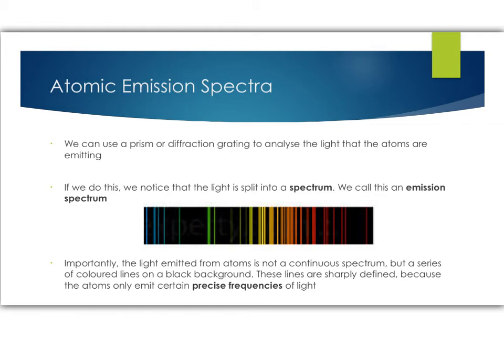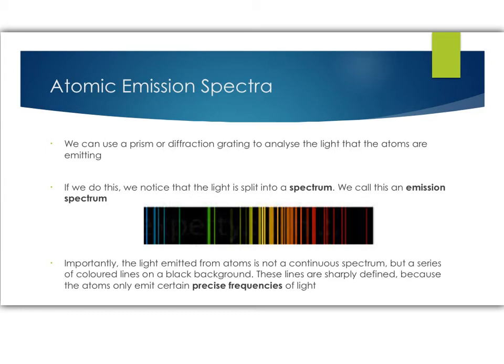Instead, you get what we call an emission spectrum, which contains coloured lines, a series of sharply defined coloured lines on a black background. The reason that these lines are sharply defined is because the atoms are only emitting certain precise frequencies of light. Actually, this emission spectrum corresponds to the emission spectrum of neon.